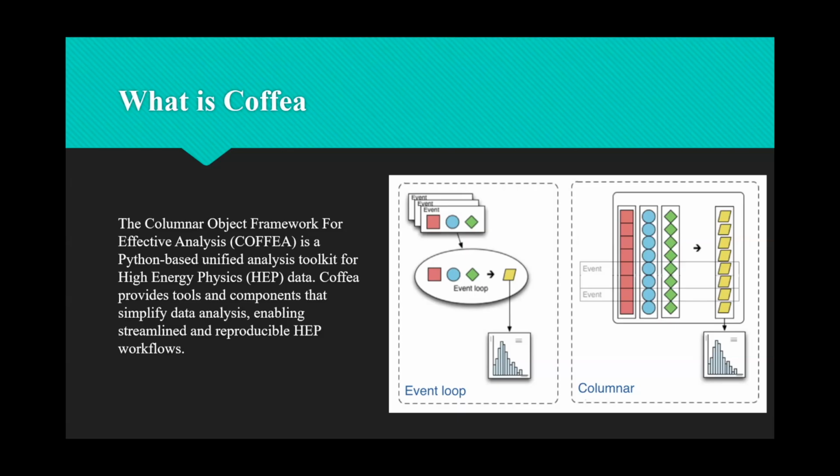Coffea has already been successfully deployed in CMS, the Compact Muon Solenoid. However, its application to FCC data, which is based on Key4HEP and the FCC-specific software ecosystem, is still being developed. This will allow Coffea to work smoothly and be compatible with the data formats and workflows used in the FCC environment.